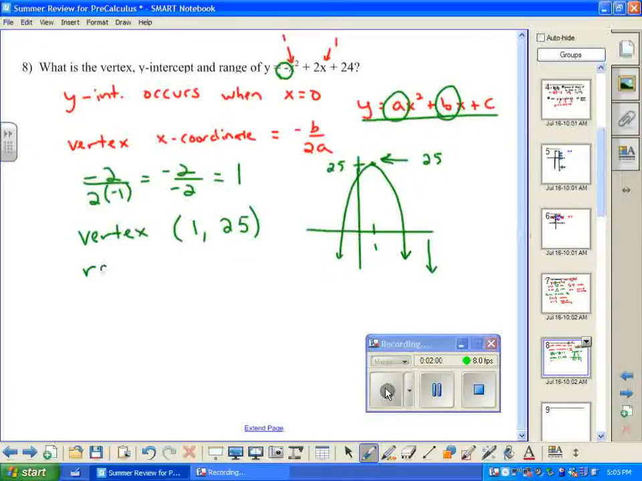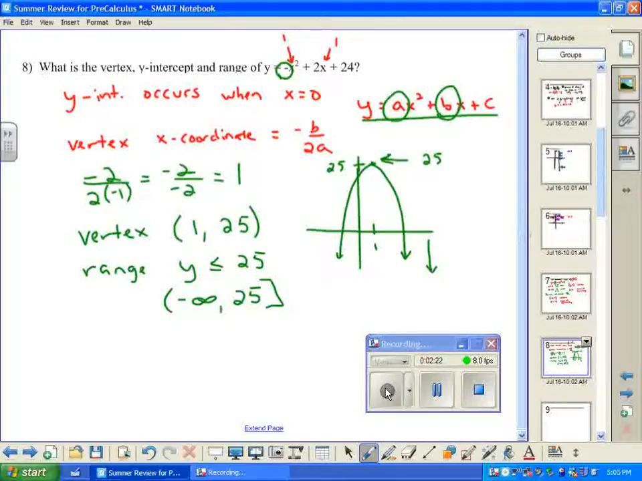So our range can be written that y is less than or equal to 25, or it can be written with interval notation. If you're not familiar with interval notation, there's no need to be concerned with that. You'll learn about that next year in pre-calculus, or in the fall in pre-calculus.